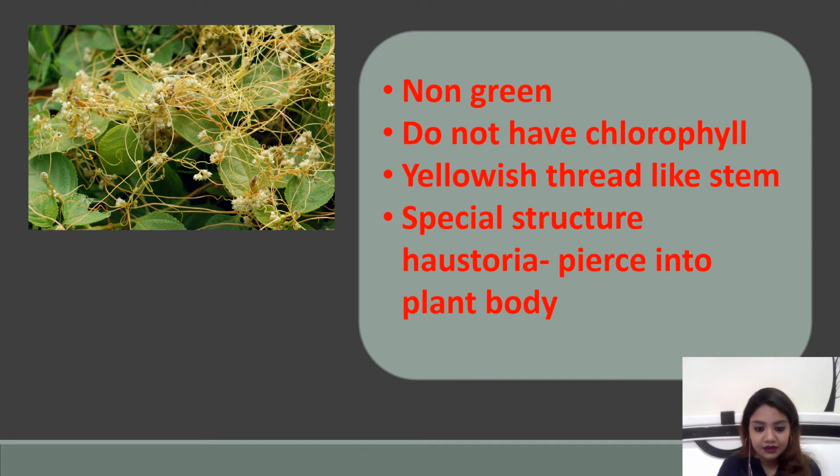I'll just mark the stem in the picture. These yellowish stem-like structures twine around the plant on which it is climbing. It also has a special structure known as haustoria. Haustoria are special structures which penetrate into the body of the plant on which it is climbing for absorption of food. This is a bit of detail about Cuscuta, a parasitic plant, and how it derives its nutrition.